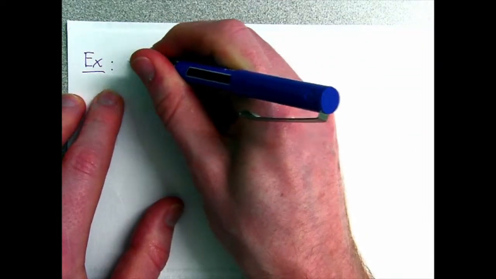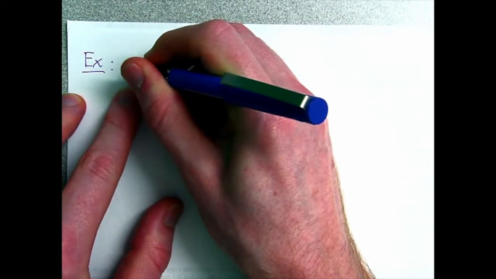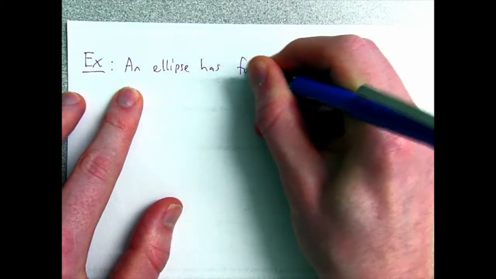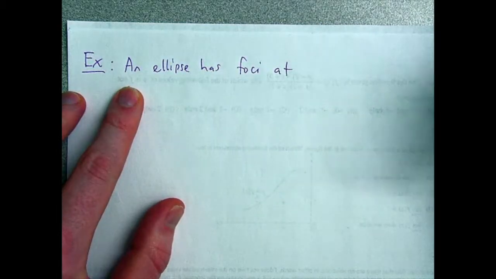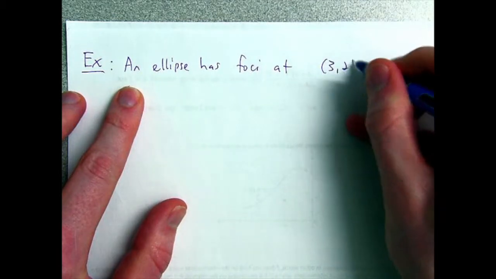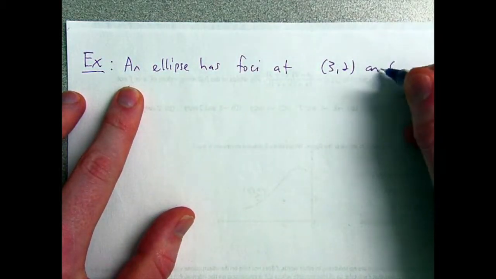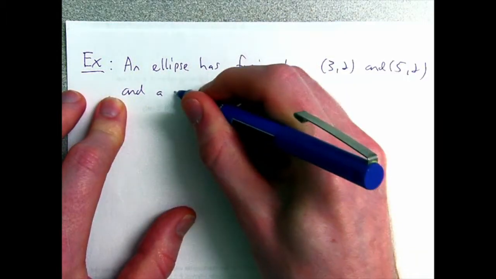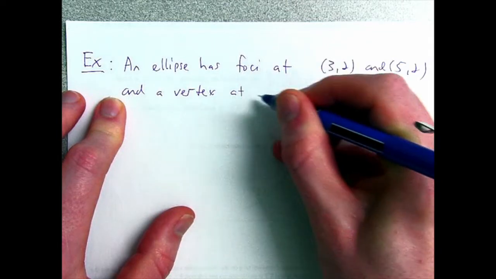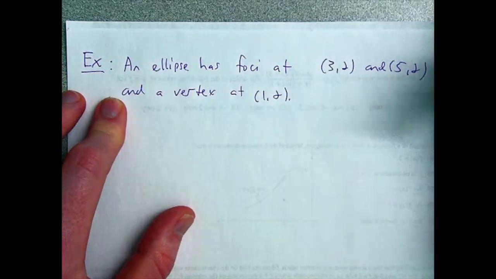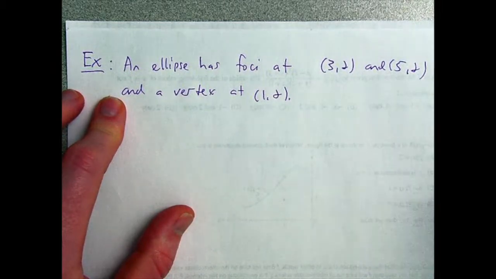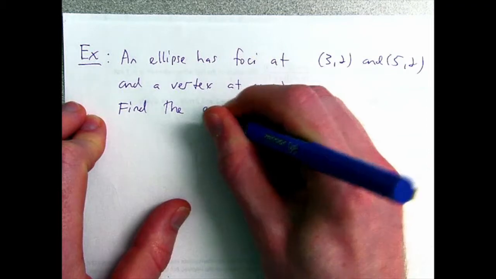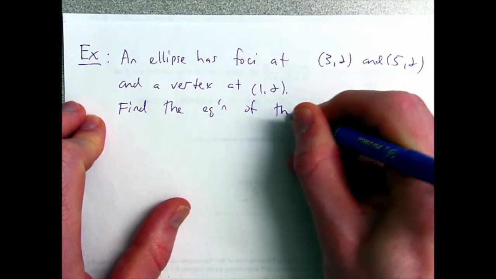So suppose you have an ellipse. An ellipse has foci at, let's say, 3, 2 and 5, 2, and a vertex at, let's say, 1, 2. Okay? So that's the random information that we've been given, and the instructions are find the equation of the ellipse.